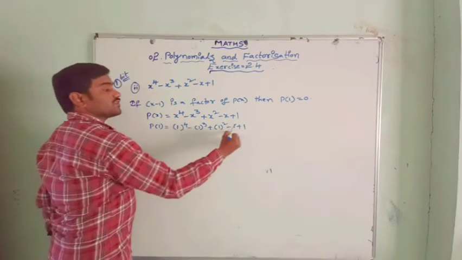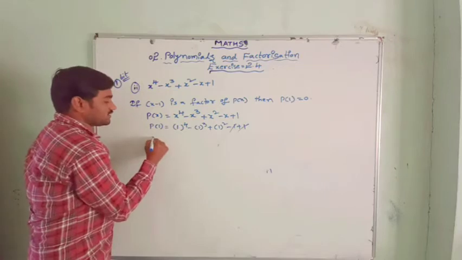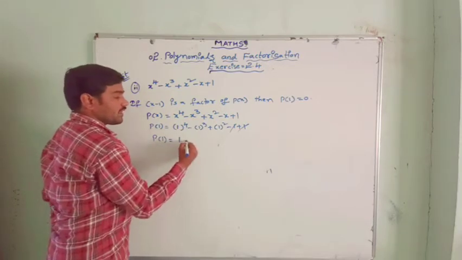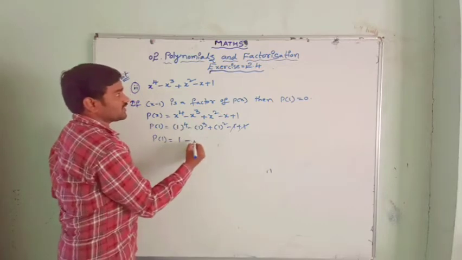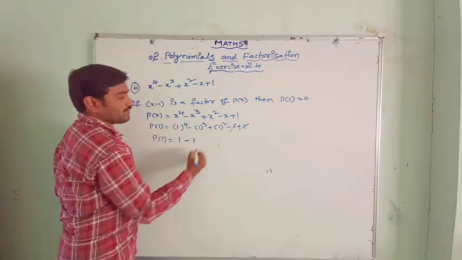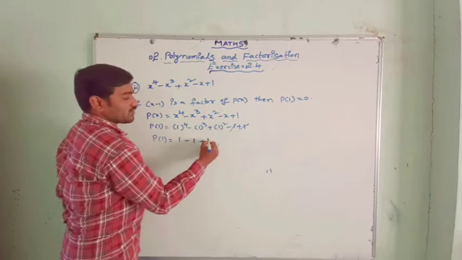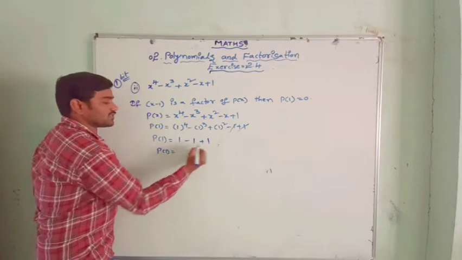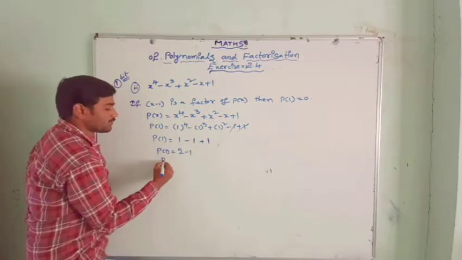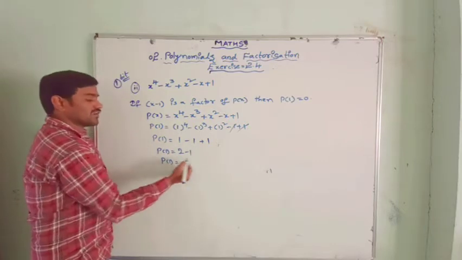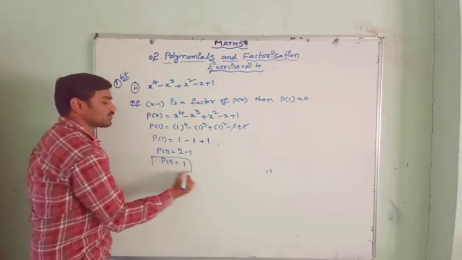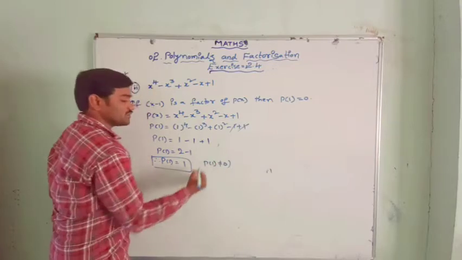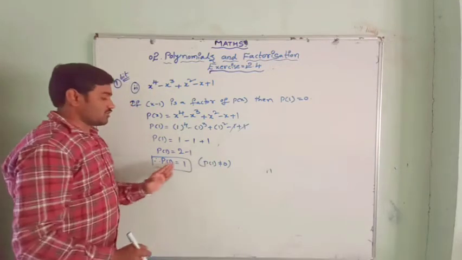Here again, minus 1 and plus 1 get cancelled, and for the remaining terms we write p of 1 equal to 1 to the power of 4 equal to 1, minus 1 to the power of 3 equal to 1, plus 1 square equal to also 1. Here 1 plus 1 is 2. P of 1 equal to 2 minus 1, which is 1. P of 1 equal to 1. Here p of 1 is not equal to 0.